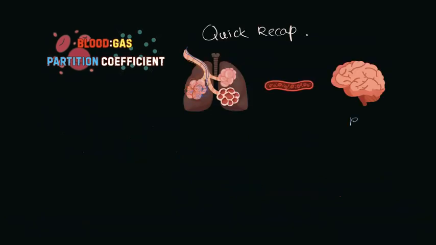Let's do a quick recap with visual aids. You have the partial pressure of the brain, which equilibrates with the arterial partial pressure, which subsequently equilibrates with the alveolar partial pressure. Therefore, alveolar partial pressure closely resembles the partial pressure of the brain.